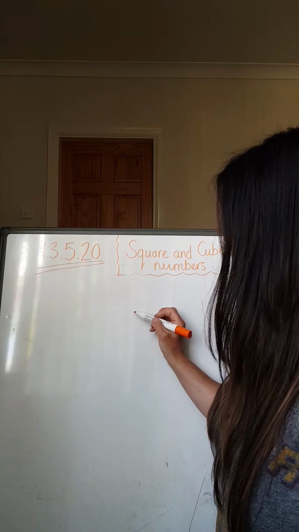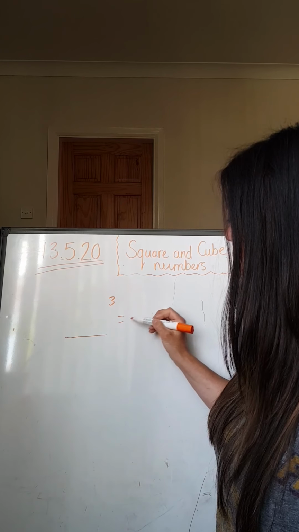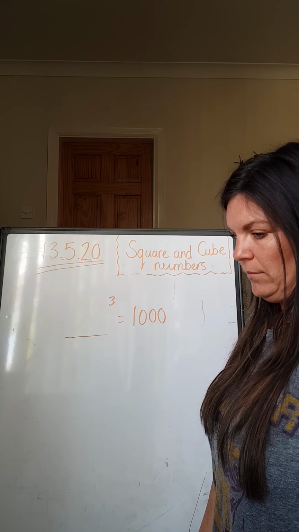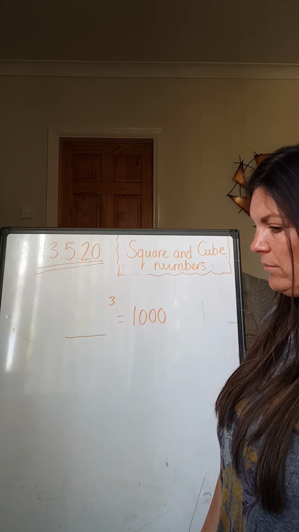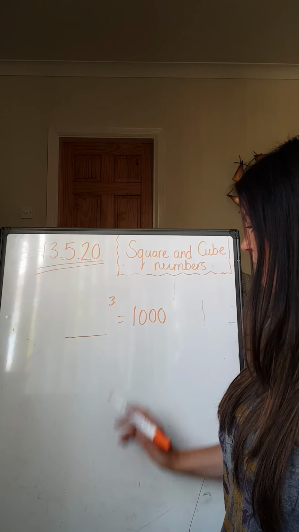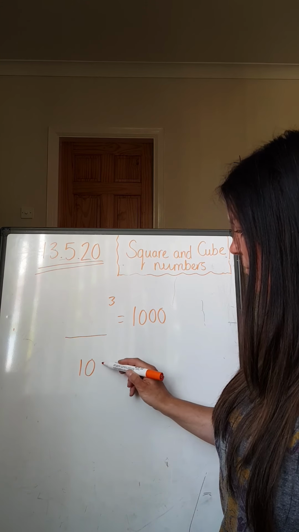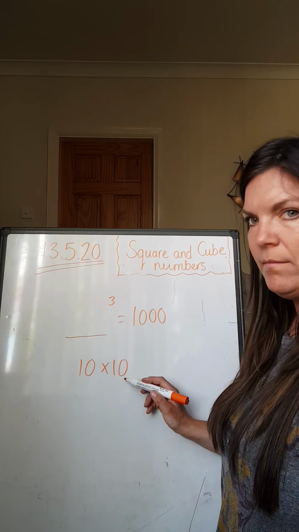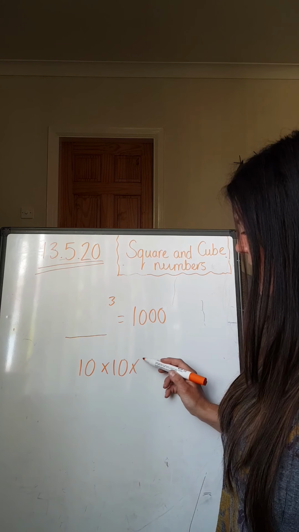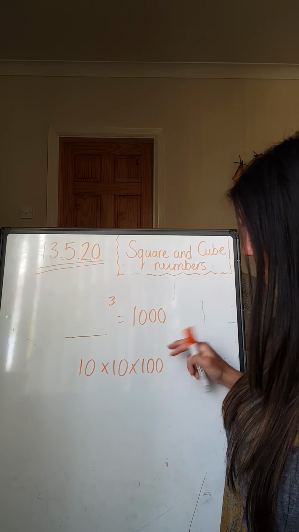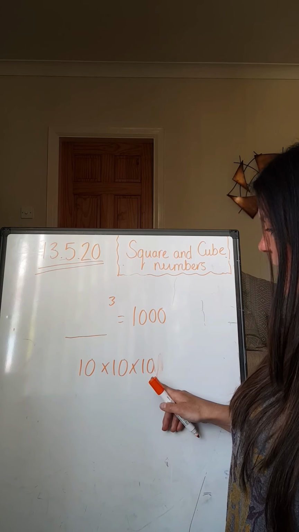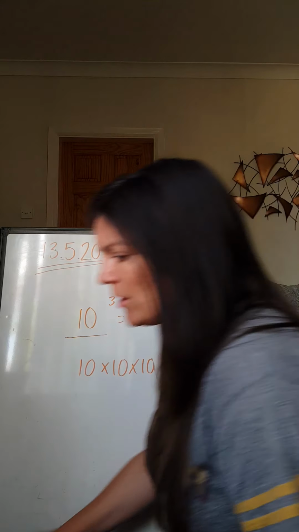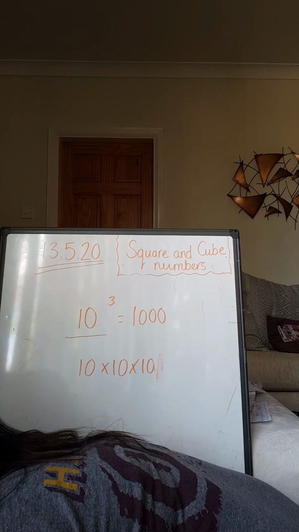Let's go for the one that ends in 1,000. So something cubed equals 1,000. Well, let's try 10. 10 times 10 equals 100, times 10. 100 times 10 with an extra 0 on the end would be 1,000. So I'm going to put 10. 10 cubed.